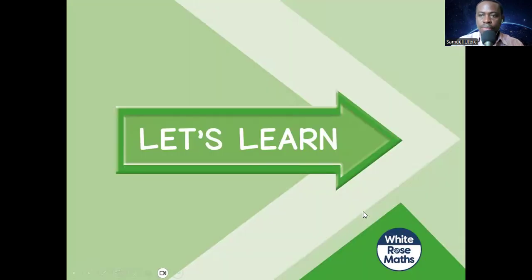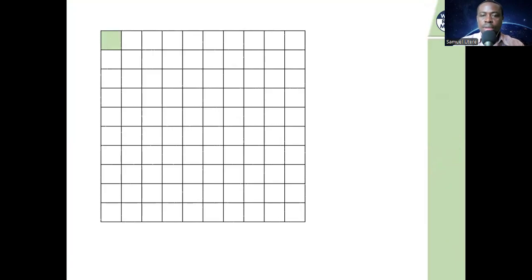Let's learn. So our first example is this. How would you write this as a fraction? Well, I'm sure you said 1/100th. Okay. How would we write it as a decimal? That would be 0.01.